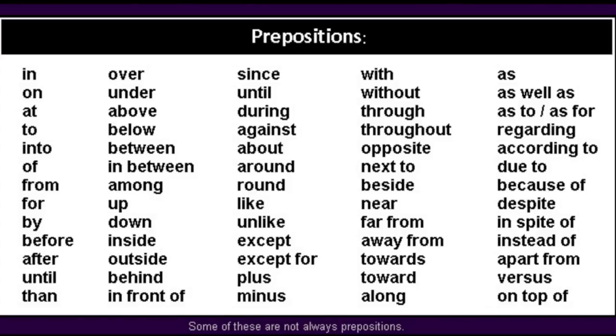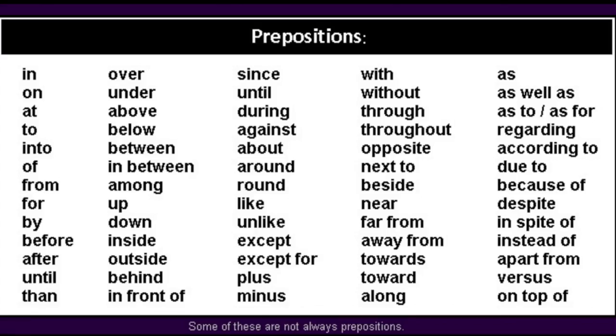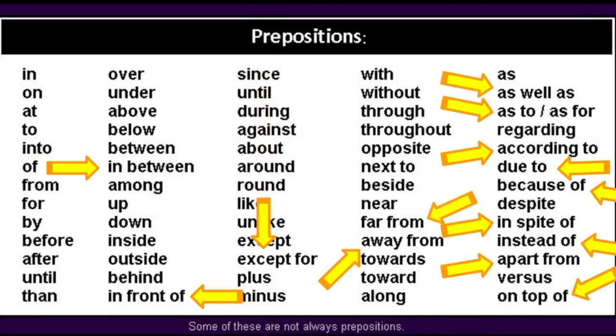Now remember earlier when I mentioned compound prepositions? Well, those are the ones that are made up of more than one word. So let's look at some examples in our big list. Can you see any prepositions that are made up of one word? If you're pointing at these, you nailed it. You see, there are a lot.